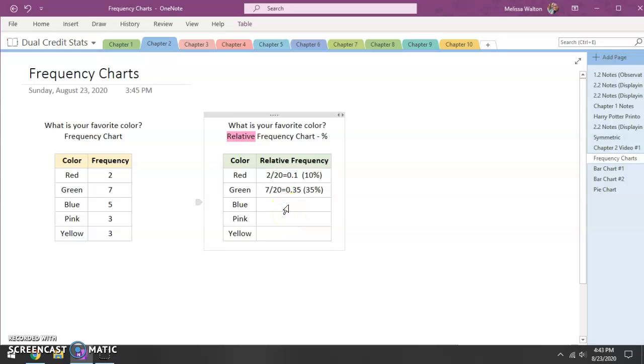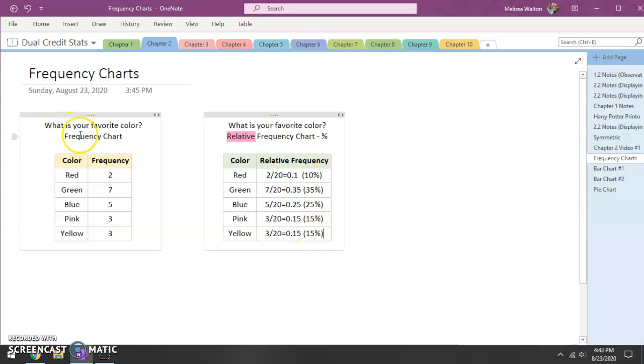All right, blue should have been 5 out of 20, which is 1/4. That's 0.25, which is 25%. Pink was 3 out of 20, which ends up being 0.15, which is 15%. And finally, yellow is the exact same thing, 15%. One thing you should do in MyMathLab before you press submit is double check to make sure that these all add up to 100%. All of yours should be accounted for. If I do 10 plus 35, that's 45, then 70, 85, and 100. So those do all add up.